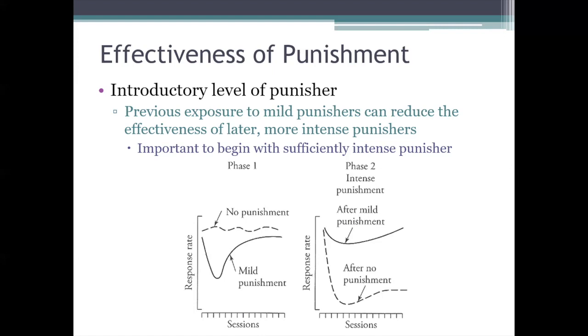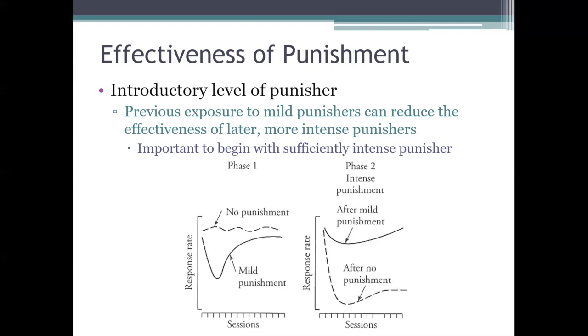And of course, one reason that might happen is because if you start with a mild punisher and then you gradually make it more intense, then the animal or the person can start to habituate to that punisher, right? With the end result being that to effectively weaken the behavior, you wind up having to use a more intense punisher than you otherwise would have.